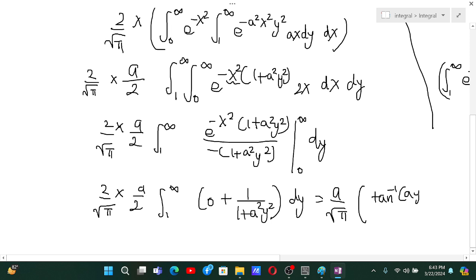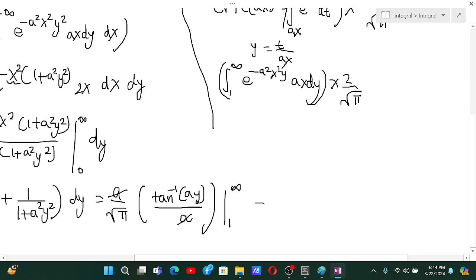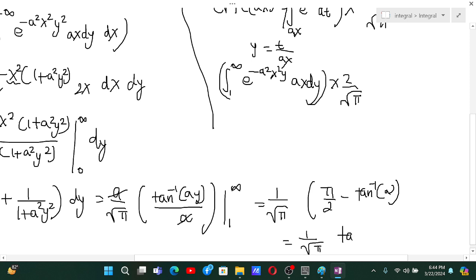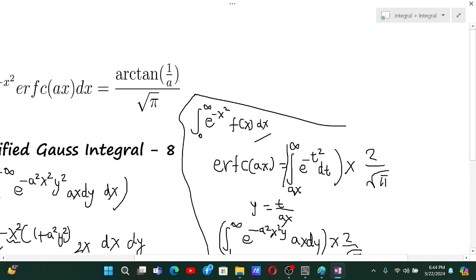And also because there's an a as coefficient of y, we divide by a as well, and this is from 1 to infinity. A cancels out, and we basically get 1 by root pi. Tan inverse infinity is pi by 2 minus tan inverse a times 1, and we know that pi by 2 minus tan inverse a is actually cot inverse a, and cot inverse a can be written as tan inverse 1 by a. And that's how we solve the problem. Tan inverse 1 by a by root pi, that is the solution.